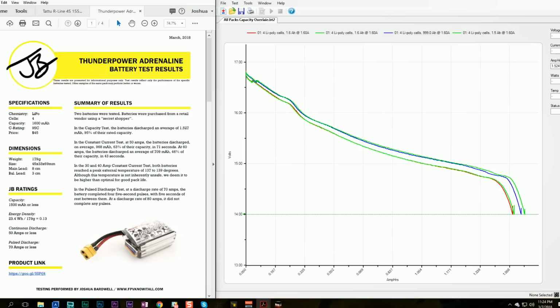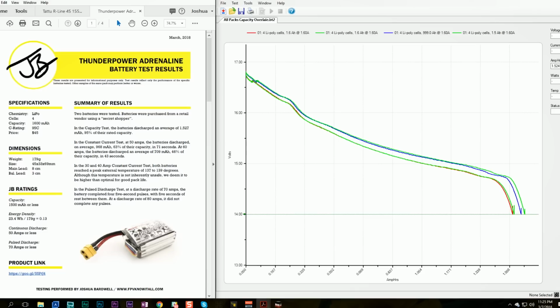So here we're looking at what I call the capacity test. In this test, I discharge the packs at a 1C rate. So for a 1600 milliamp hour battery, that'll be 1.6 amps. My goal with this test is to get a sense of the battery's capacity when discharged slowly, such as if you were using the battery to power your goggles or your ground station or just charge your phone with a USB adapter or something like that.